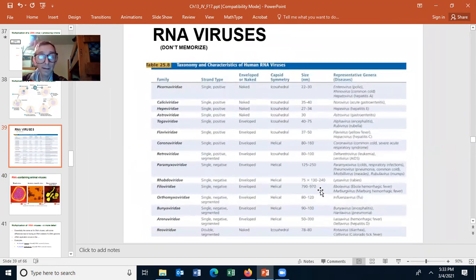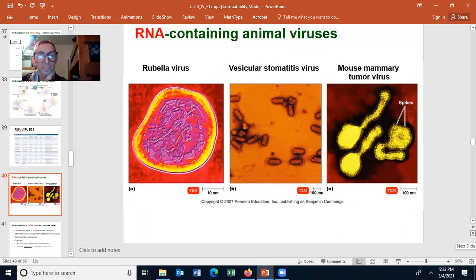So don't memorize this table. I'm just trying to show you there's a large number of families of RNA viruses that cause human diseases. And we're just not interested in RNA families that don't cause human disease. The RNA containing animal viruses, here's 3 of them here. You'll notice they're different shapes and sizes.